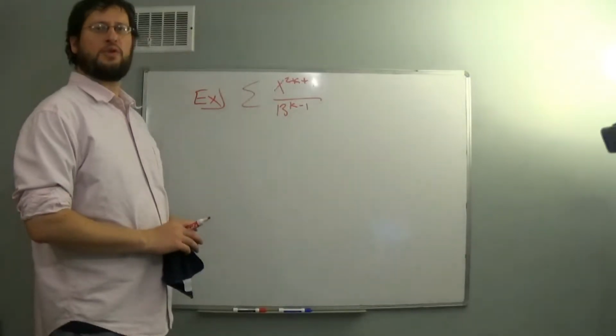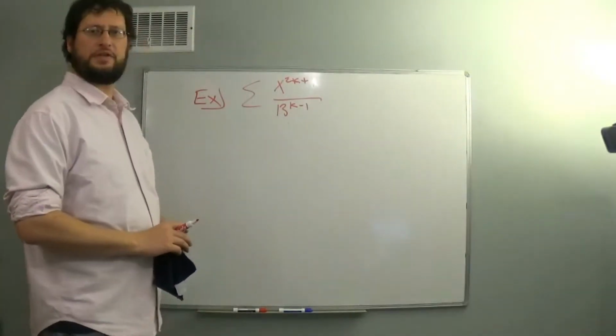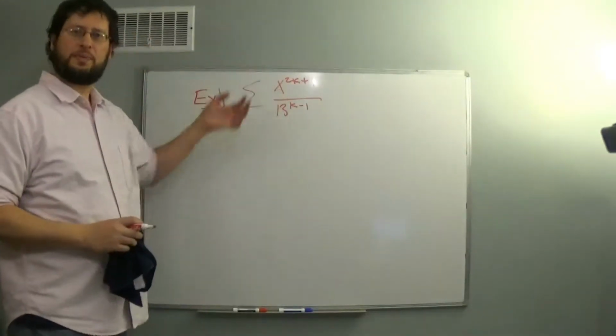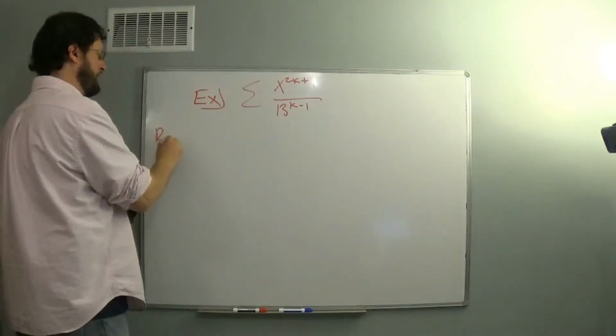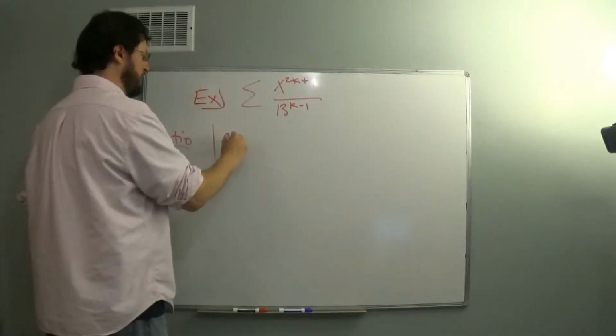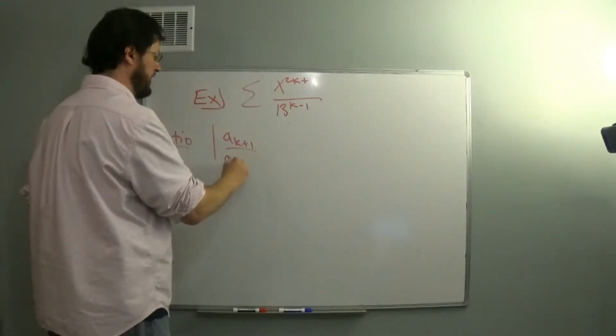Let's find the interval and the radius of convergence for the given series. Since this is not something raised to a power k, we must apply the ratio test. And remember, for the ratio test, we want the absolute value of a_{k+1} over a_k.